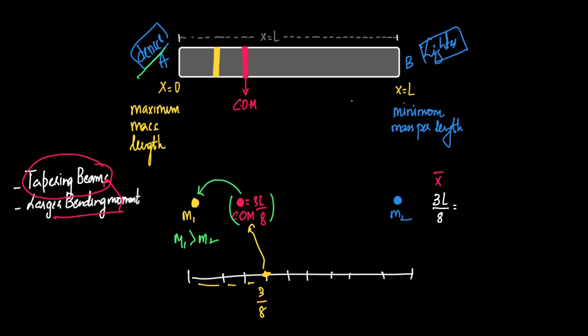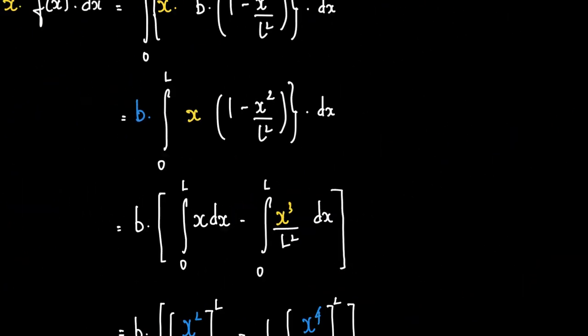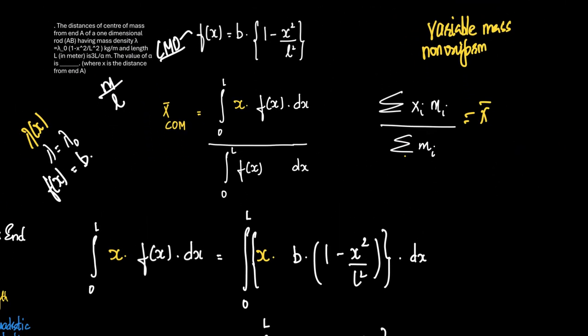Since we have discussed the concept in detail, let us now focus on the mathematical part of this, the integration part. So lambda x is replaced by f of x here. So lambda x is equal to lambda 0 becomes f of x is equal to b into 1 minus x square by L square, where lambda 0 is replaced by b. Okay. Now why? Just for convenience. So we have x bar, the x coordinate of the center of mass, which is given by integral of 0 to L x f of x dx by integral 0 to L f of x dx.